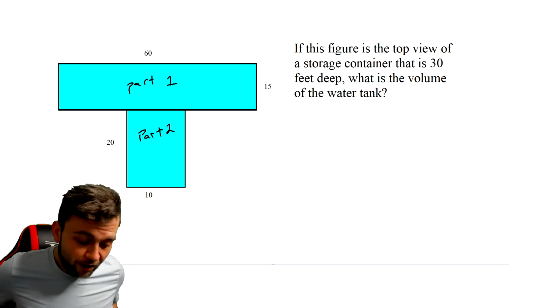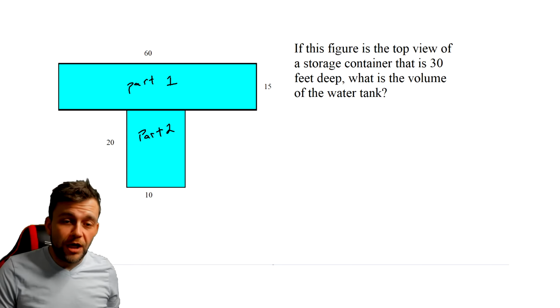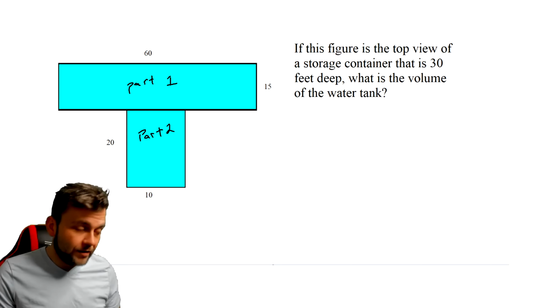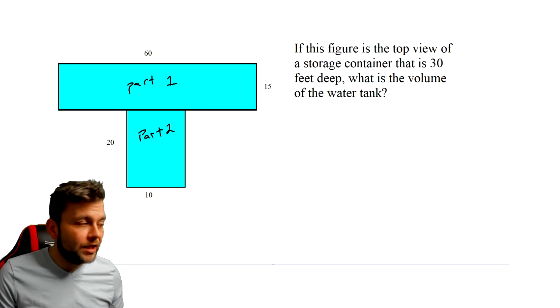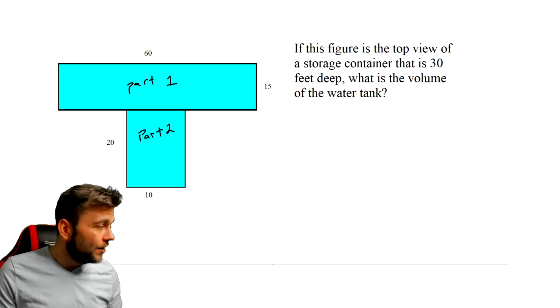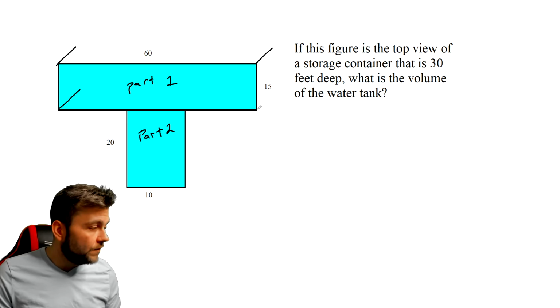So, how do we figure out the volume of this shape? Well, as you can tell, I split it up into two parts. We have the top part of this water tank that is 60 by 15, and then it's 30 feet tall. So just think of this as like there's a wall here, and this wall is 30 feet tall.